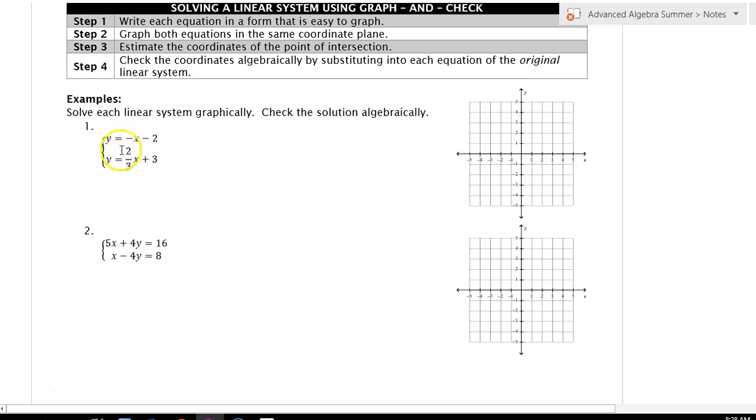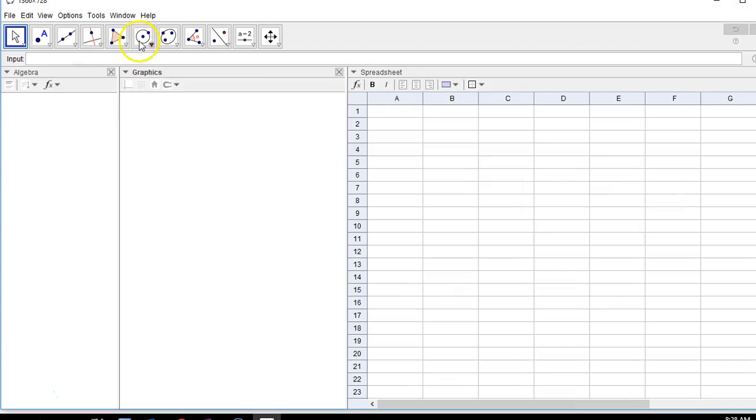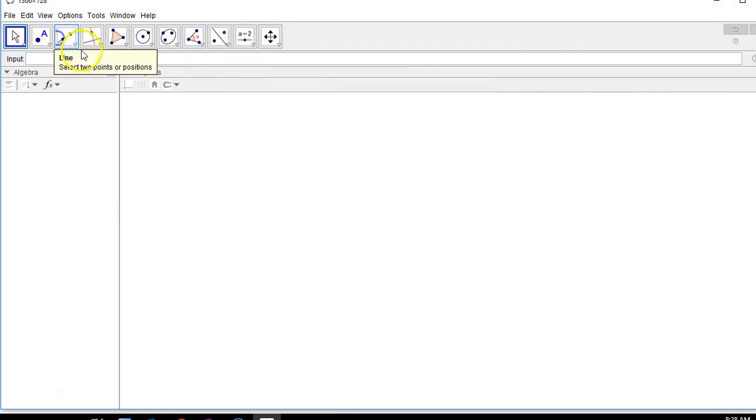So both of these are already solved for y. So let's go ahead and use GeoGebra to solve them. So my first equation is -x minus 2. So let's go ahead and graph that. So I have -x minus 2. And real quick, it's going to freeze for a second here. Hold on. There we go.